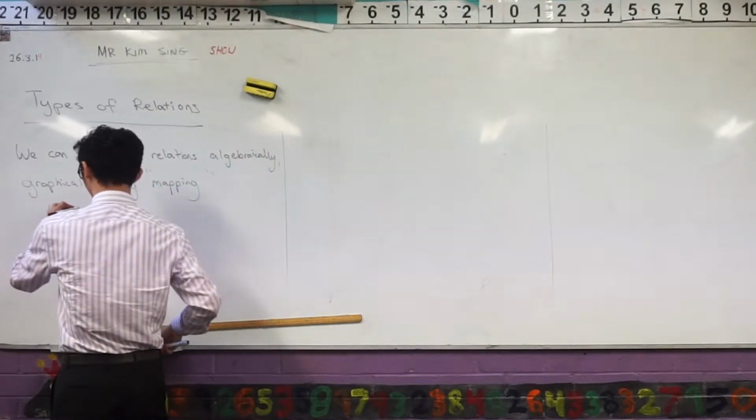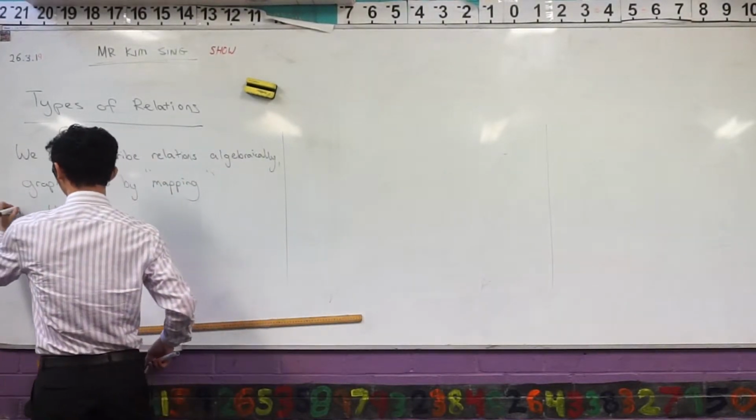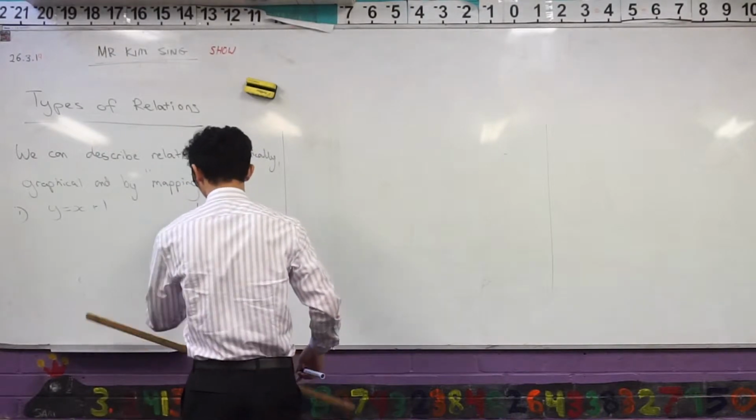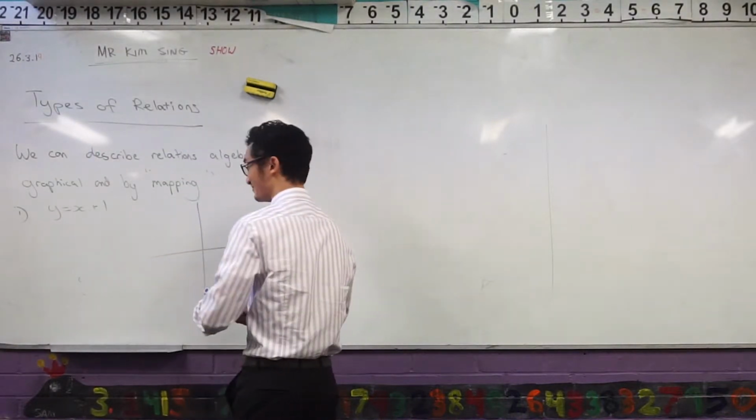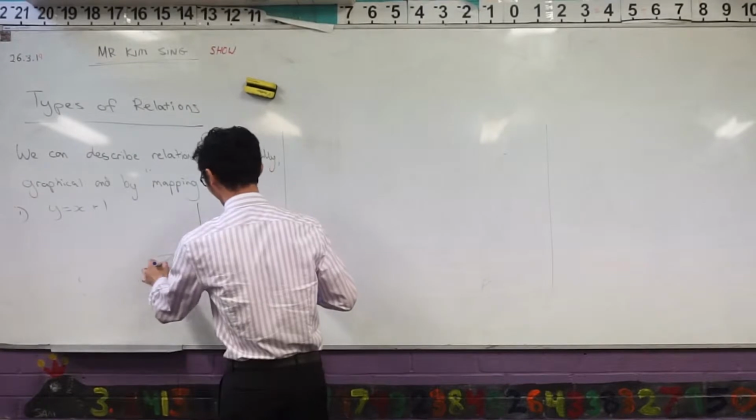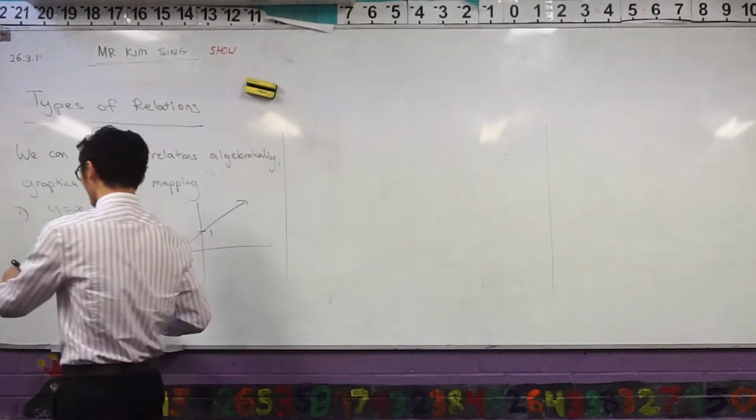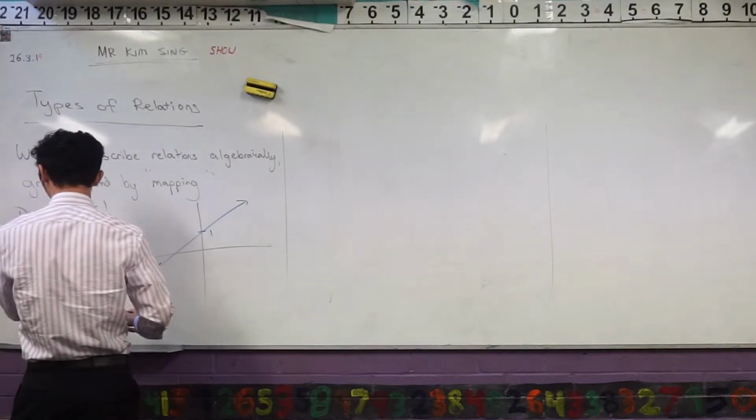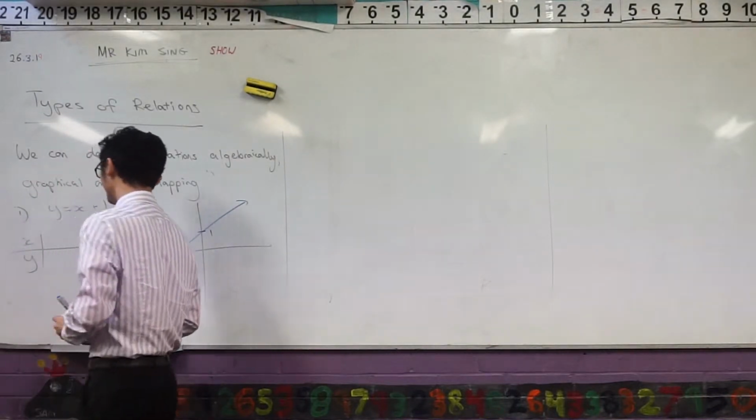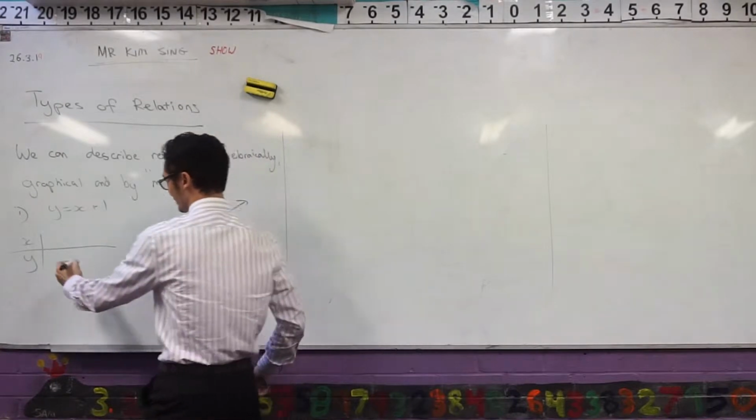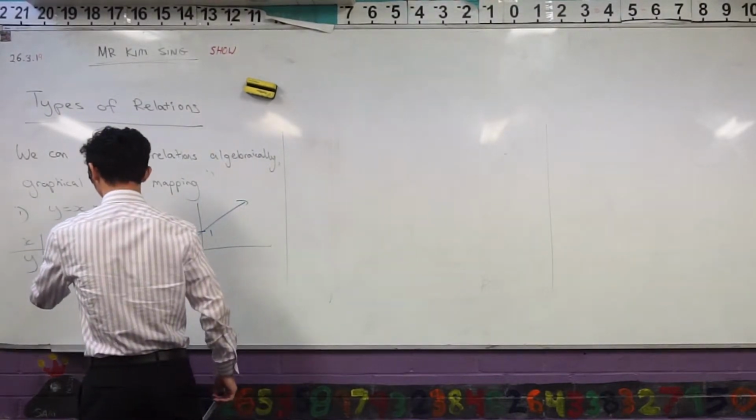Y equals x plus 1. We've seen this many times before. We know this is a straight line. Y equals x plus 1, so it looks like this. If I drew a table of values, looking at their x and y values, let's say we took these values here.